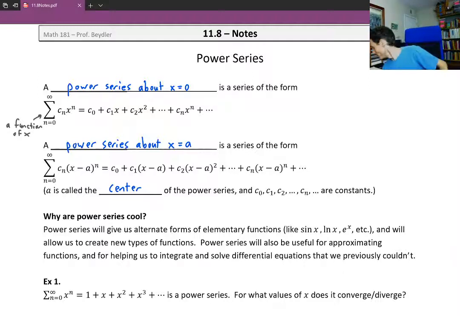And I forgot where my clipboard is. Where did that thing go? Huh. Oh, there it is. Okay. Sorry about that. All right.